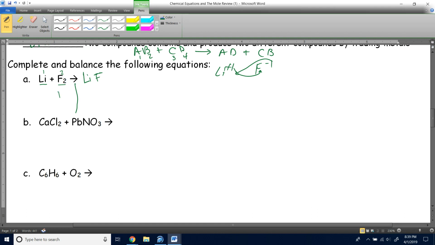So how many Li's do we have? And how many F's? I have 1 Li and I have 2 F's. I have 1 Li and I have 1 F. So that means we have to what? We have to change the amount of Li's and F's on this side.